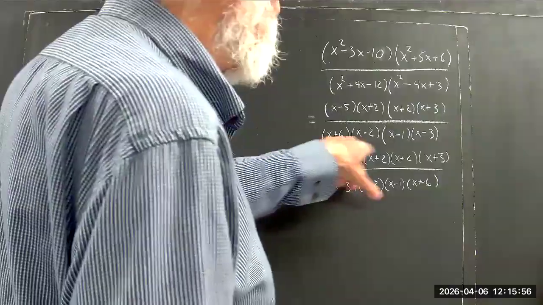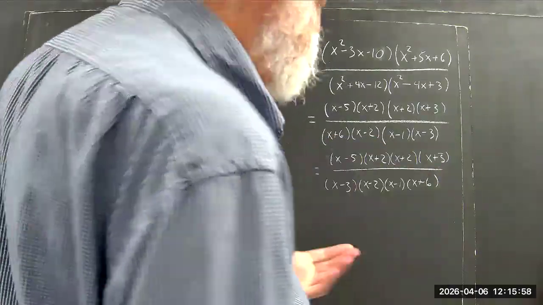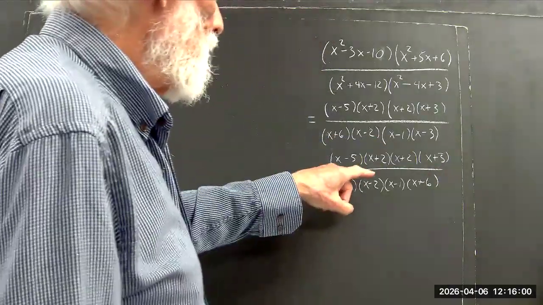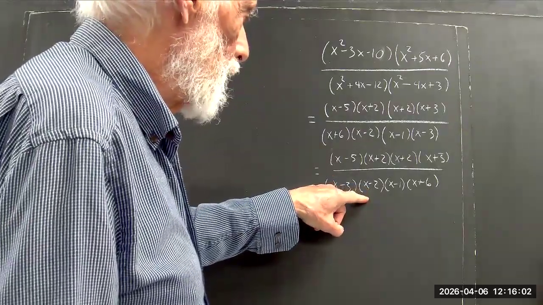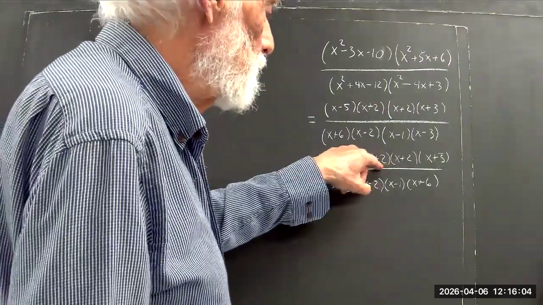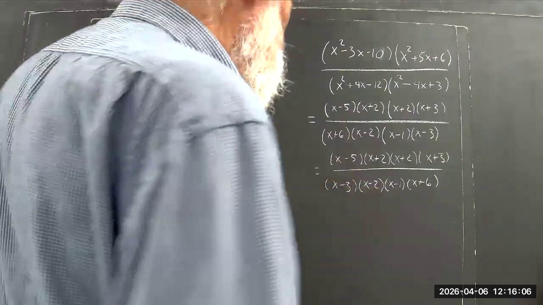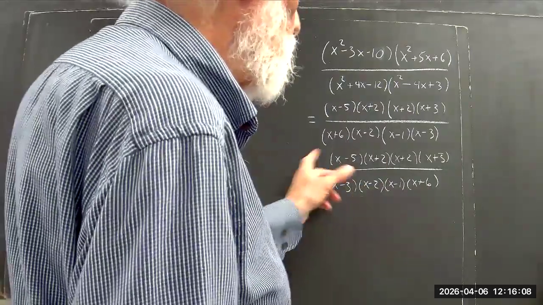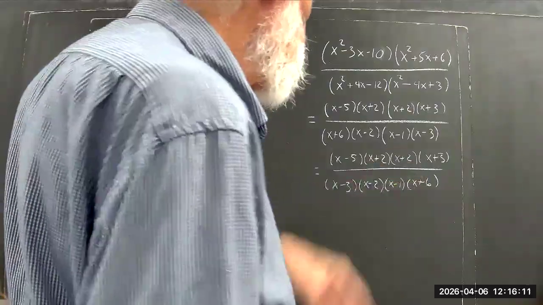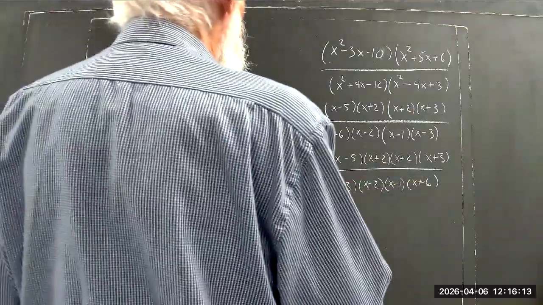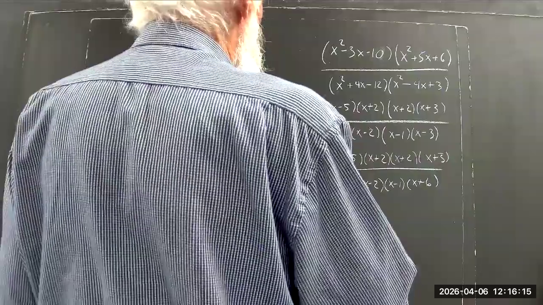And there's no x minus 3 in the numerator. There's an x plus 3. Easy to confuse that. And there's an x minus 2 in the denominator. We have x plus 2s in the numerator, a couple of them. So we don't want to do that. And there's no x minus 1 or x plus 6 in the numerator. So this is completely factored.